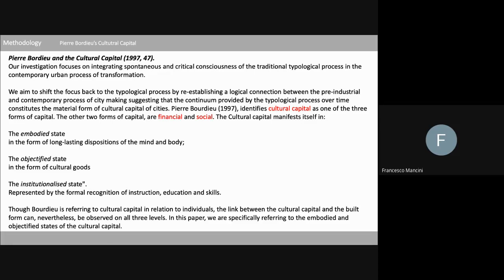The concept that Bourdieu is proposing is that there is an institutionalized state, but there is also an embodied state that is a long-lasting disposition of mind and body, which we argue is what we should recover, looking back at how this was embodied in the artifacts of the historic city.